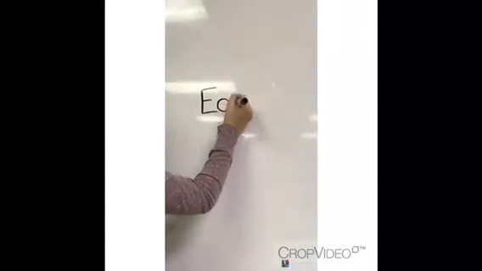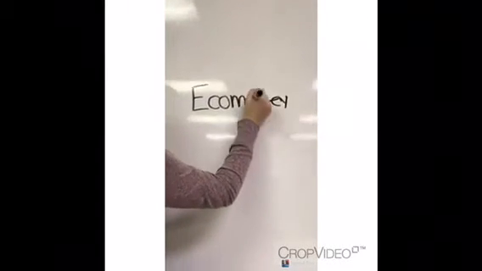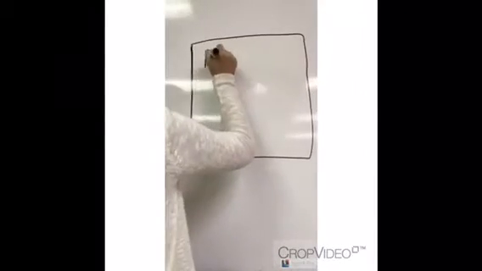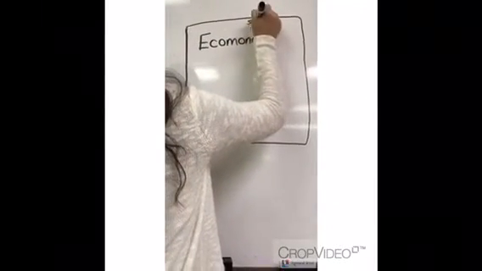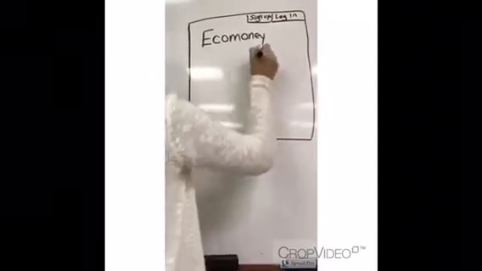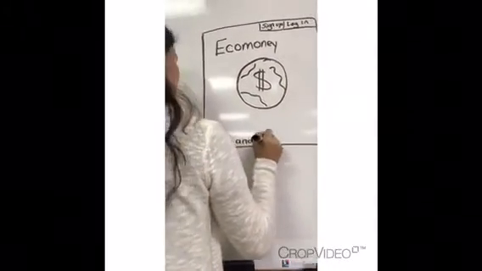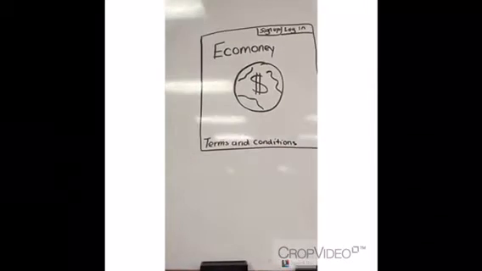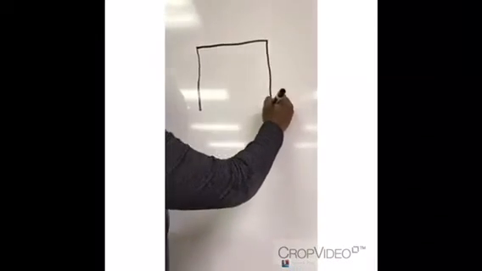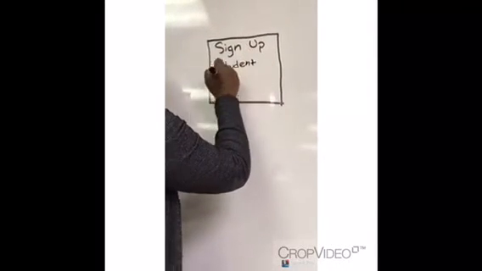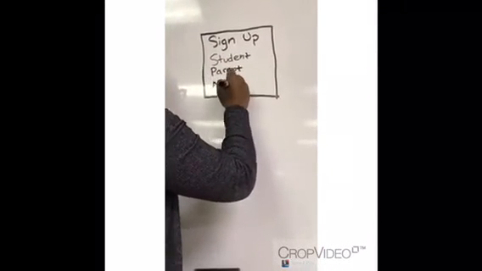This is our app, Ecomoney. When you open our app, you'll see our homepage. You have two options, sign up and log in. And then you'll see the terms and conditions. When you click sign up, you have three options: student, parent, and administrator.